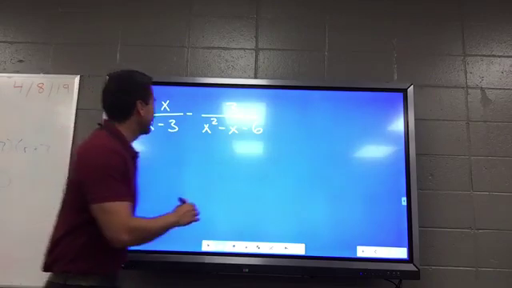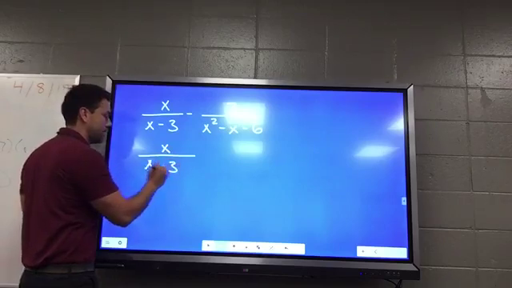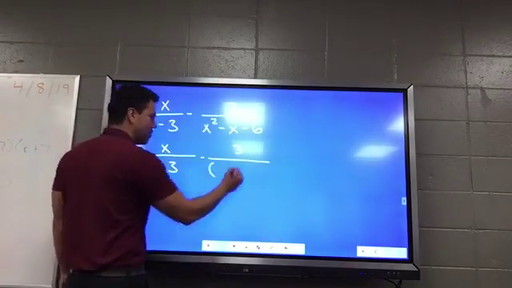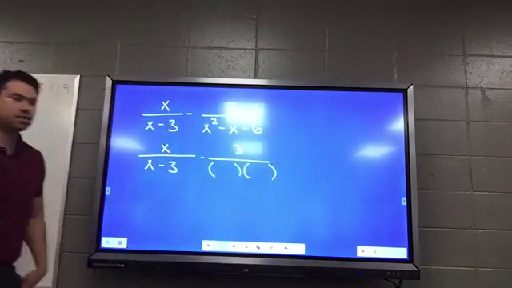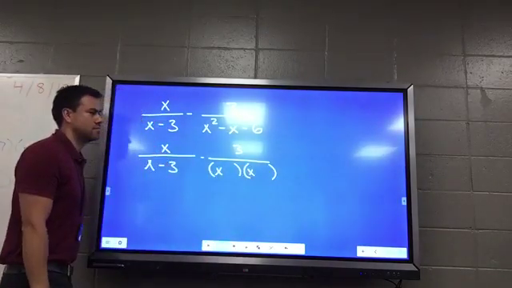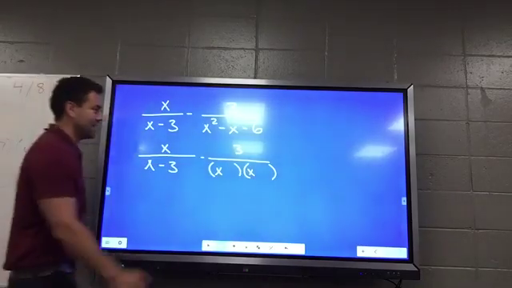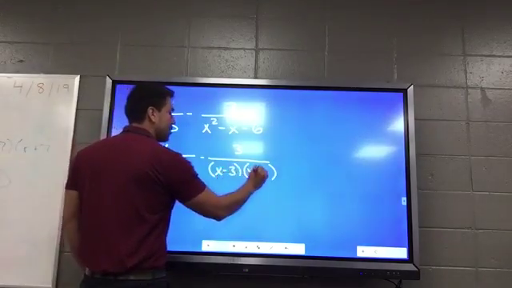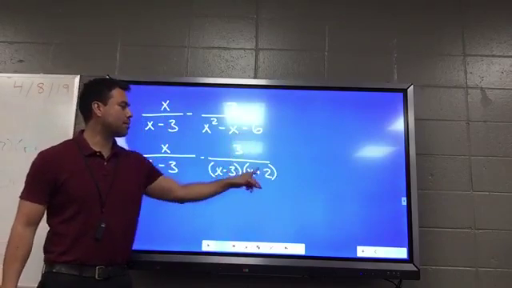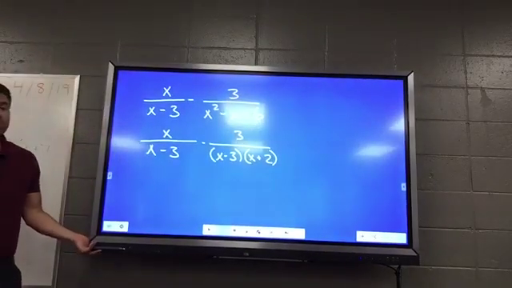All right. I want to factor out the denominator. So the first denominator is fine. Factor it as much as you can. The second denominator is not factored out, but you can factor it out. The lead coefficient is 1, so then you get x minus 3, x plus 2. What's negative 3 times 2? Negative 6. What's negative 3 plus 2? Negative 1. So those are the numbers. Those are the factors.